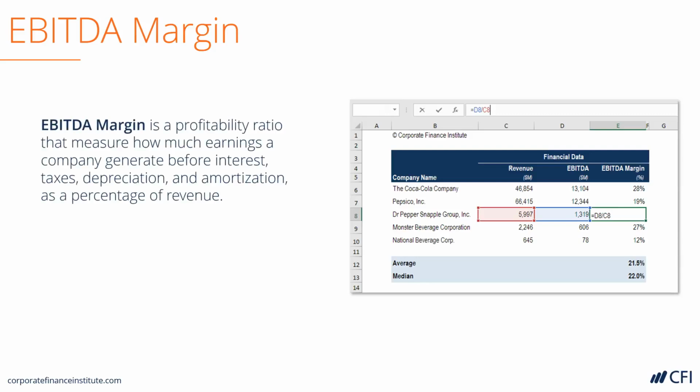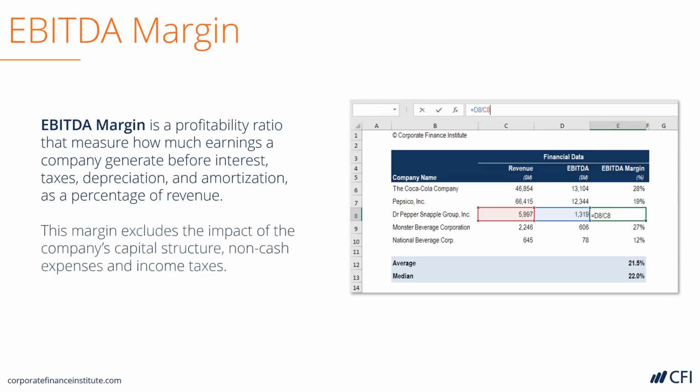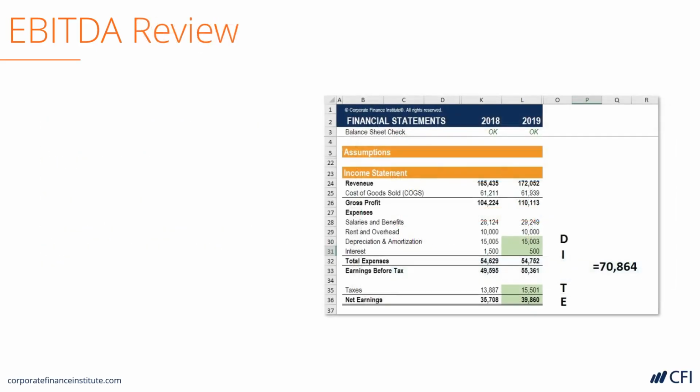EBITDA margin is a profitability ratio that compares EBITDA to revenue as a percentage. It excludes a company's capital structure and backs out non-cash expenses as well as taxes. Hence, it makes for easy comparability across companies.